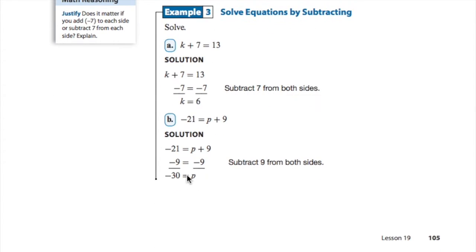Now if you go back and check that, you'd find the exact same answer. Negative 30 plus 9 is negative 21. In this case, 6 plus 7 equals 13. Both of those check out to be exactly true.